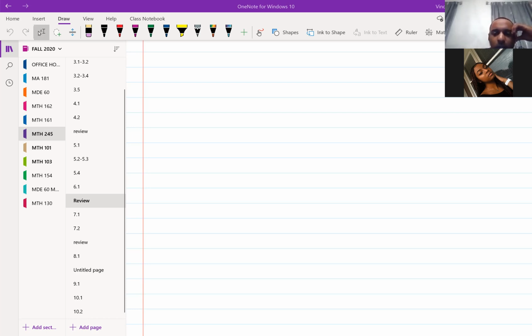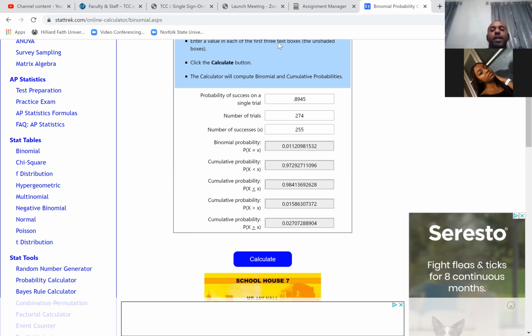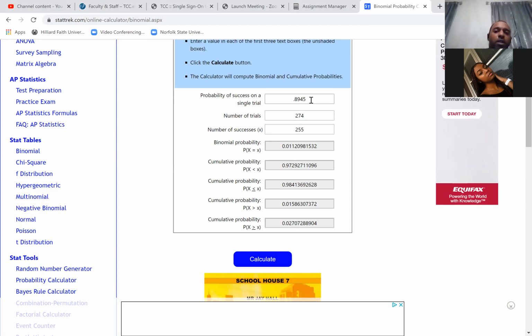Yeah. So looking at the explanation, that's why they said use technology. They wanted you to keep putting it in there and see. And I'll show you. All right. So you talking about the probability of success would be 0.8945. For mine, they gave me the probability of missing the flight as 0.1055. So if you want to know the probability of making the flight, you subtract it from 1, and that's why I have 0.8945.